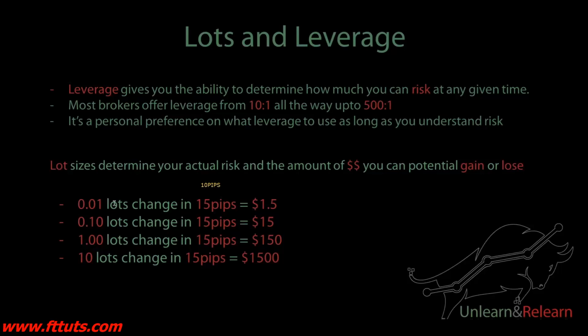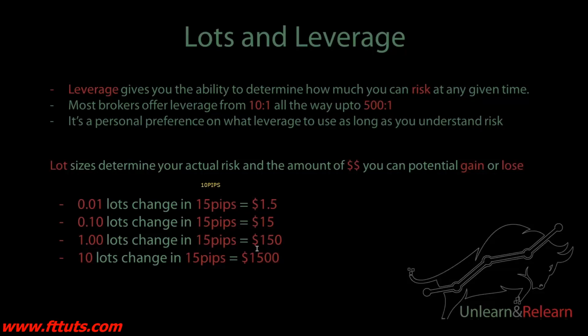Makes sense? Or if price moves by 15 pips, you're making $1.5, right? If you have a 10-cent lot and price moves by 15 pips, you're making $15. Now, if you increase your lot sizes to 1 lot and price moves by 15 pips, now you're making $150. So see how changing the lot sizes can drastically increase your gain or your loss.